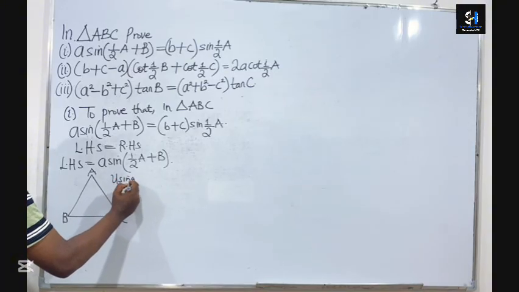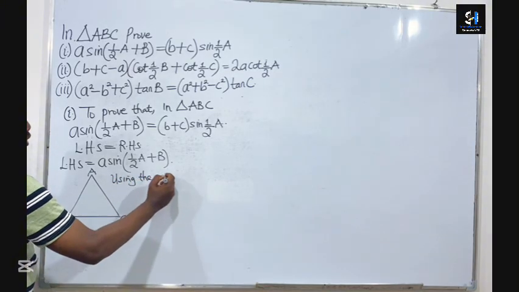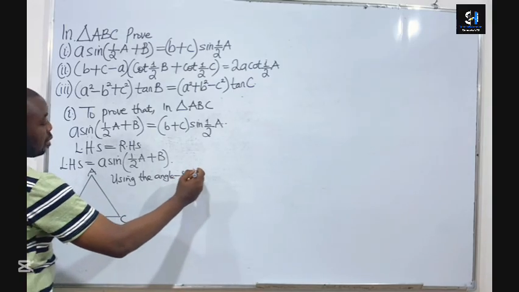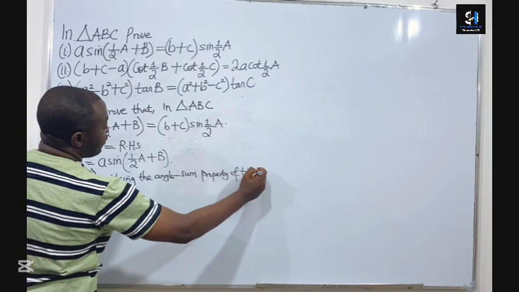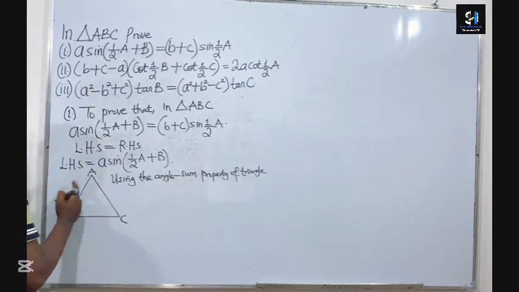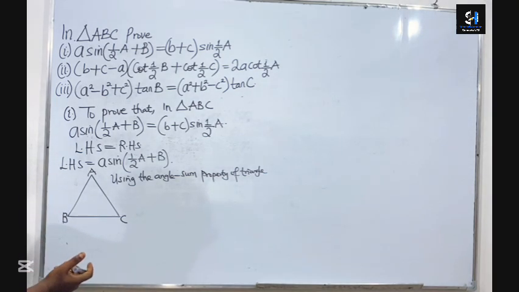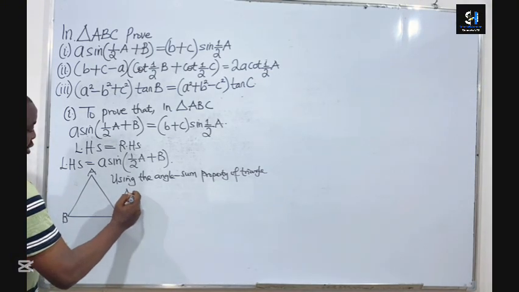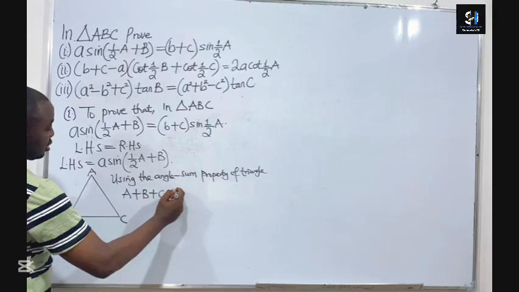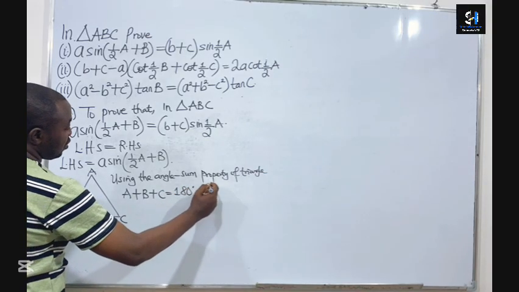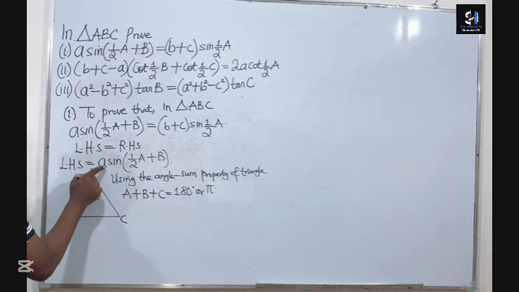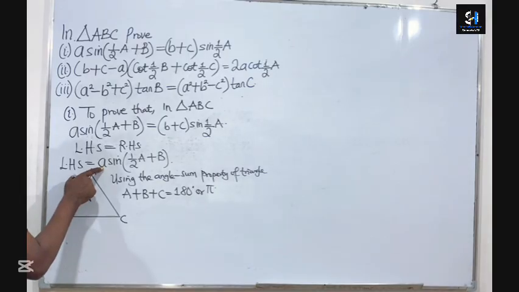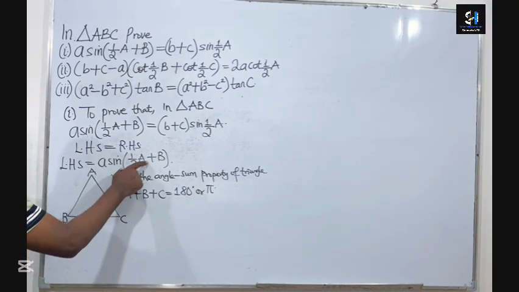Using the angle sum property of a triangle, we have that the sum of interior angles in a triangle is equal to 180 degrees or pi. So which means A plus B plus C will be equal to 180 degrees or pi. So now, remember, I want to prove the left hand side. Okay, so we have a sine of 1/2 of (A plus B).